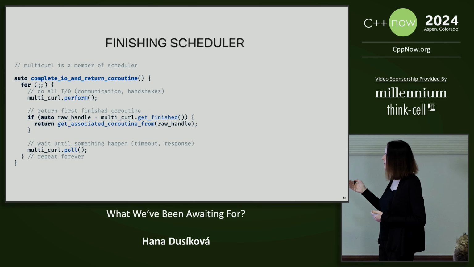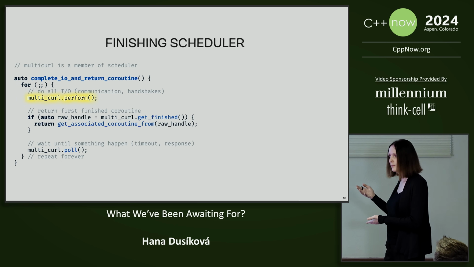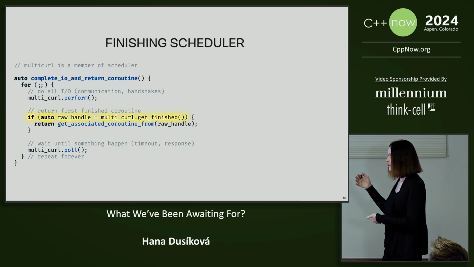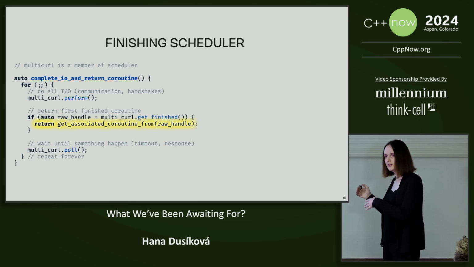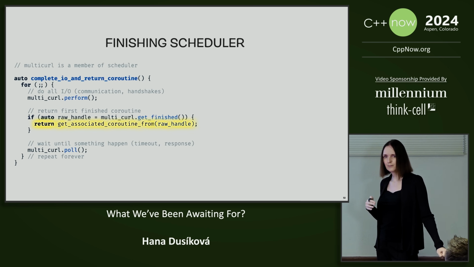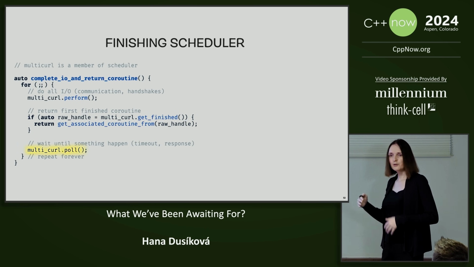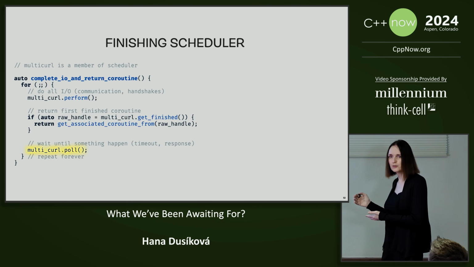So finish complete IO is an infinite loop, which will perform something on the multi handle. And when something is done, it will look at what handle was finished, and look at the associated coroutine and return its handle. So every time some operation is finished, I will just resume it. And if not, I will poll and try again, because everything is blocked, so I can block.